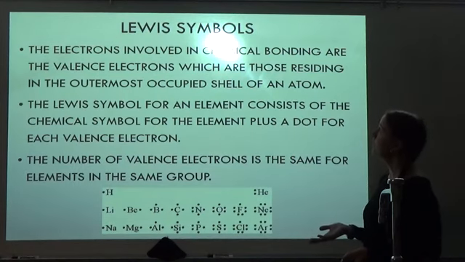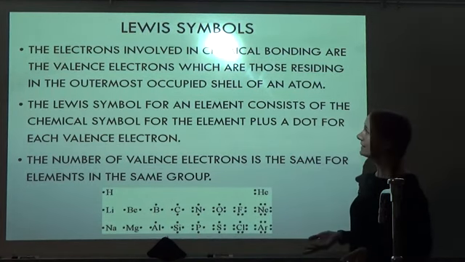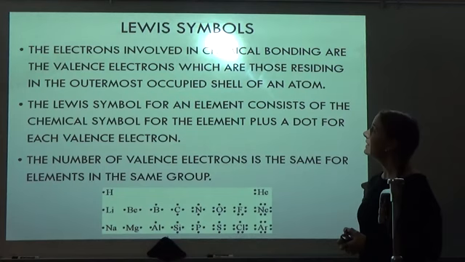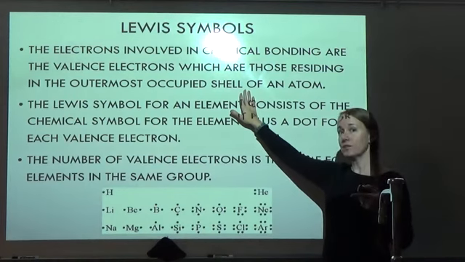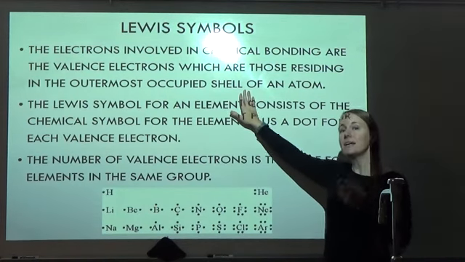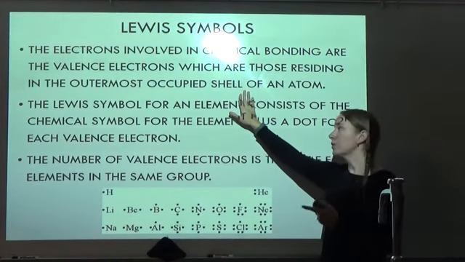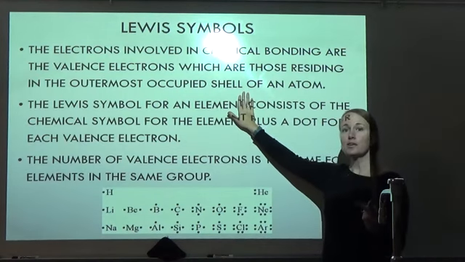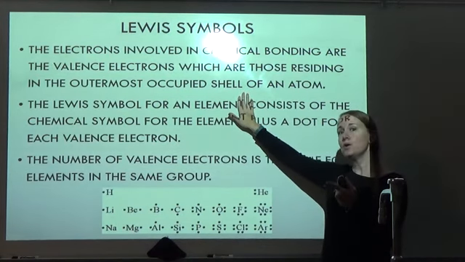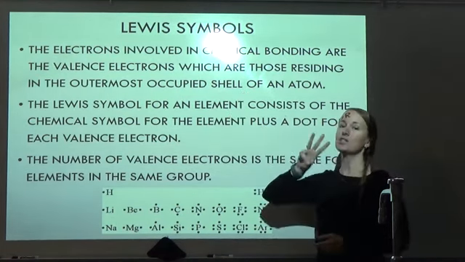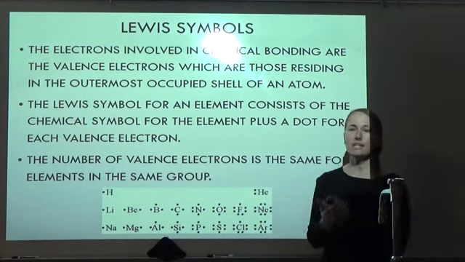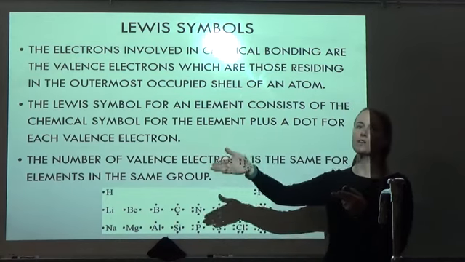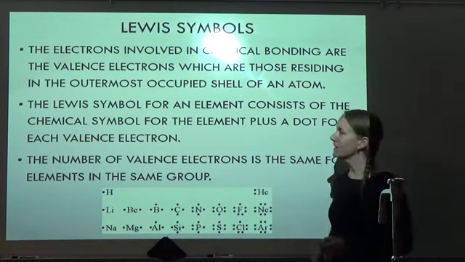The electrons involved in chemical bonding are the valence electrons, which are those residing in the outermost occupied shell of an atom. So remember, y'all, valence electrons include the highest energy level, which includes the highest s and p. For example, if something ends in the electron configuration 4s2, 4p1, it has 3 valence electrons because that's the highest s and p. Now, if it just ended in 4s1 and there was no 4p, that would have 1 valence electron.